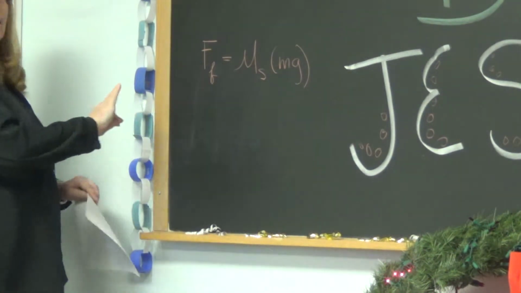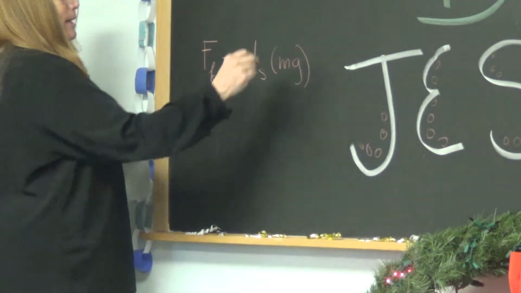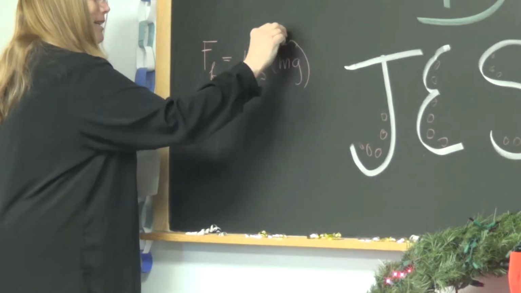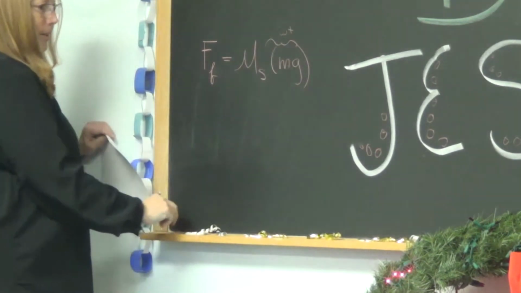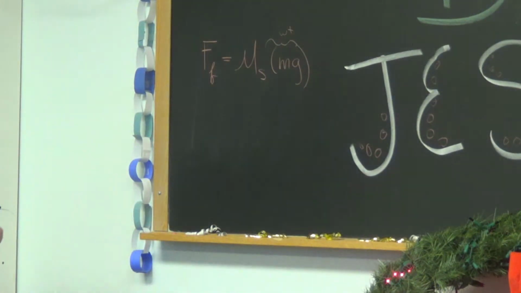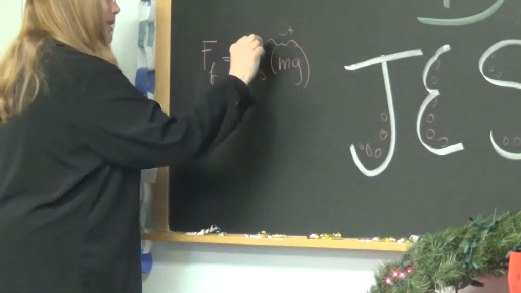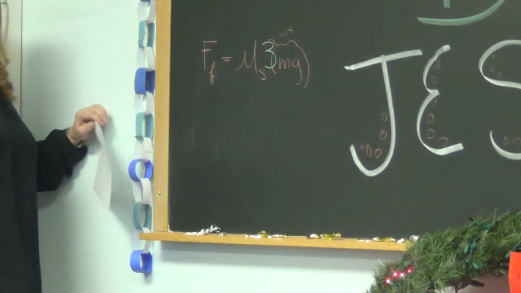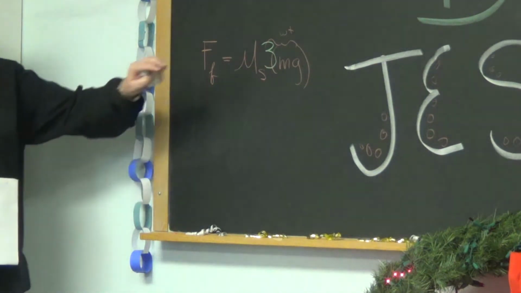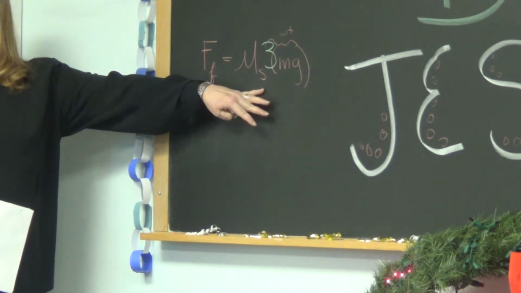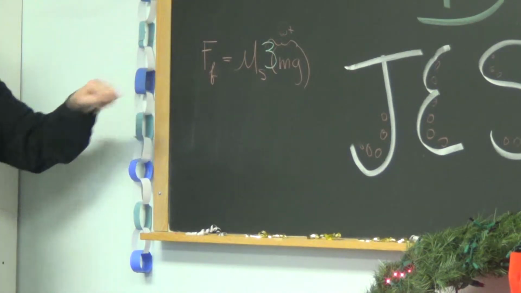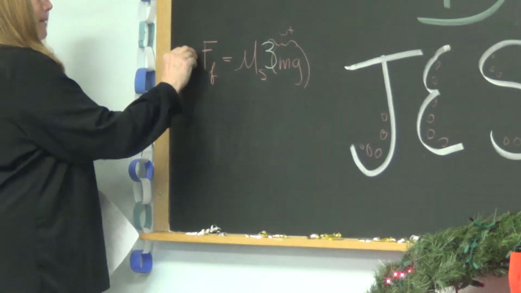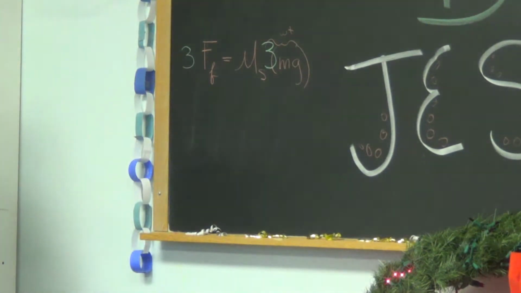Where is weight in this formula? I don't see a W. Well, mg is weight. So what we're going to do is come in here with a Christmas green and put a 3 here, because one car weighed 3 times the other. If I put a 3 on this side, it's an equation, so I also have to put a 3 on this side.